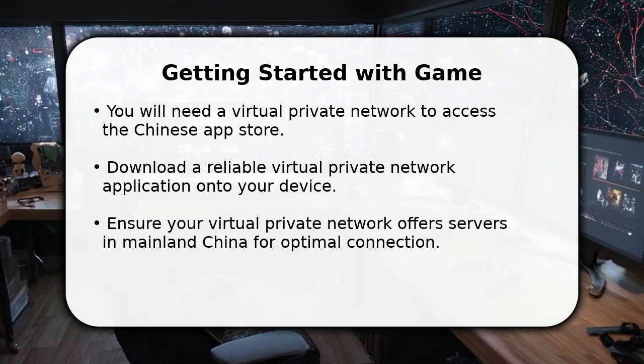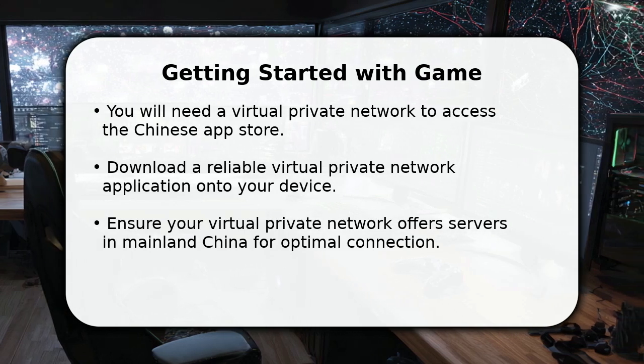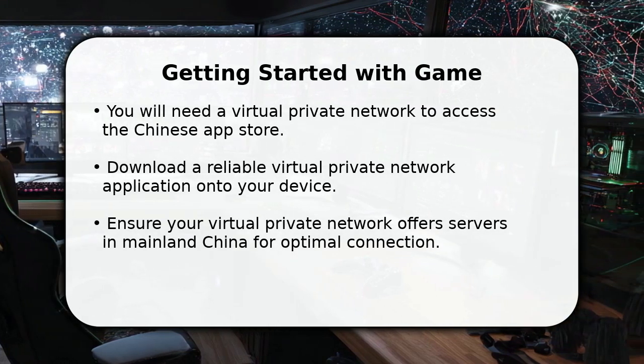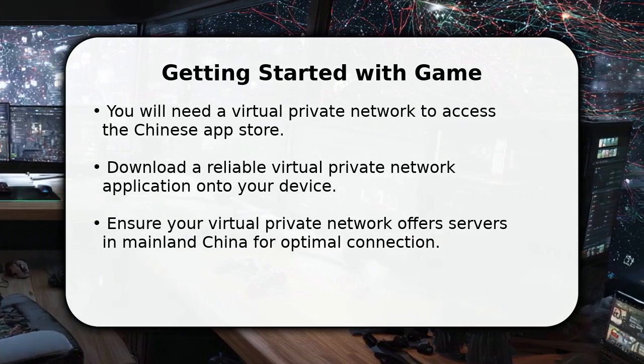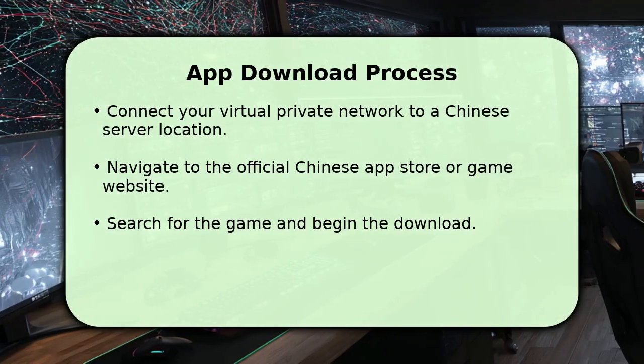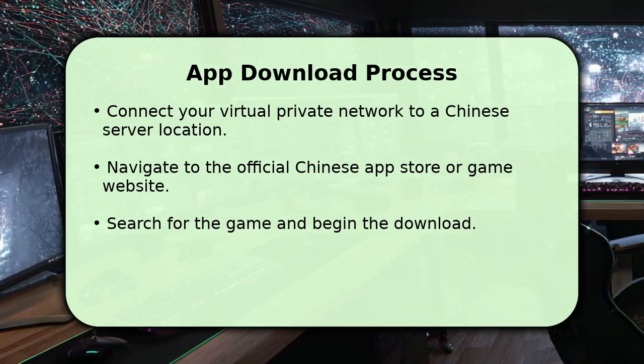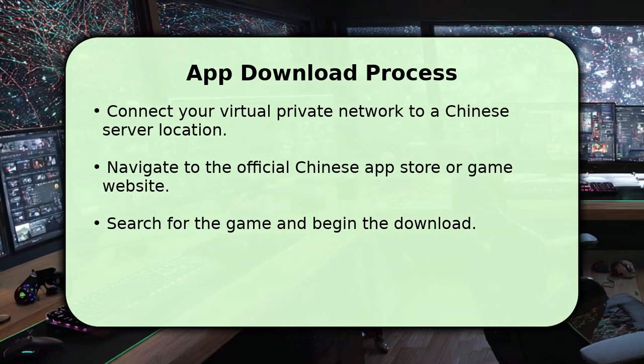Make sure your chosen VPN provides server locations specifically within mainland China. This crucial step ensures you can connect and proceed with the download successfully. Once your virtual private network is installed, connect it to a server located in China.